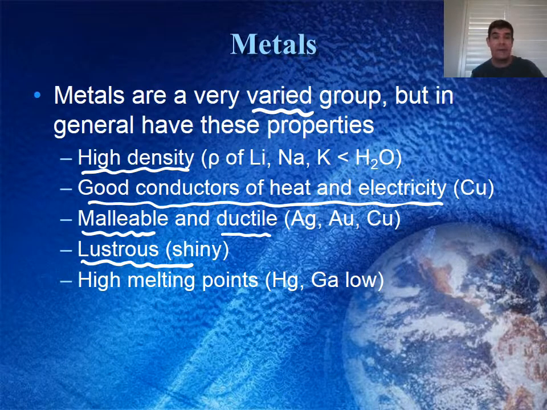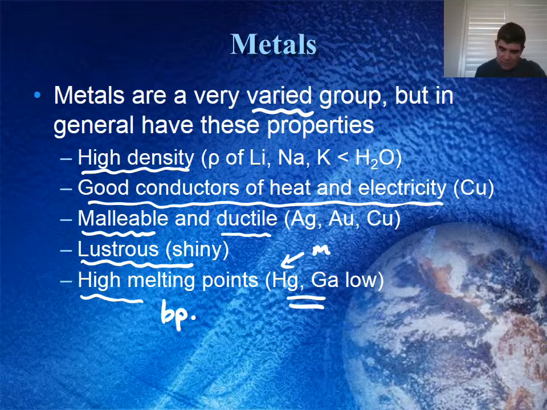Some metals are very reactive, and that shiny surface can be lost if they react with oxygen in the atmosphere and oxidize. But if you remove that surface of dullness, then often the shiny metal beneath will come shining back out. And most of them have high melting points and also high boiling points. And of course, there are a couple of exceptions. Hg is mercury, which we know is a liquid at room temperature, and Ga is gallium, and it also has a lower melting point for a metal.